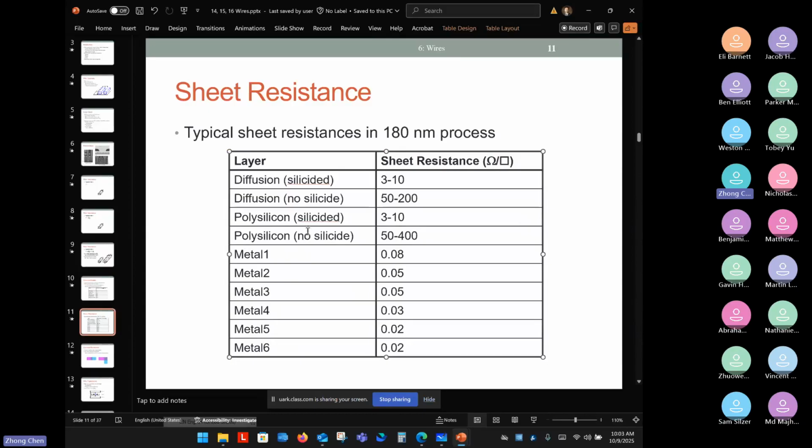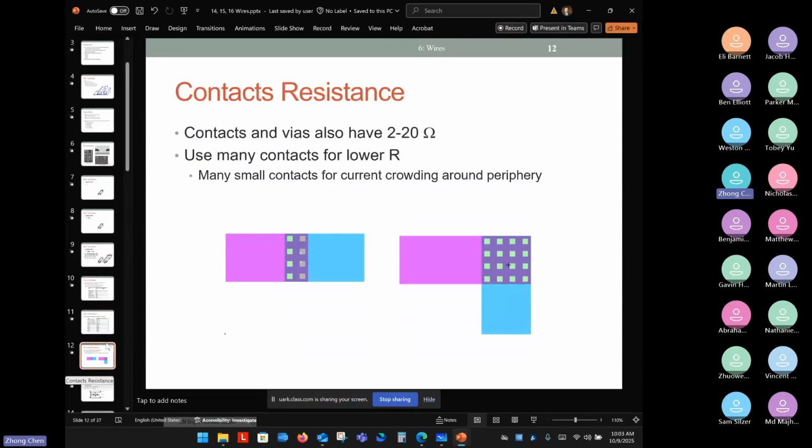For the gate, we are able to use poly, as we discussed before. If you use poly to route the gate, there will be more resistance than the metal, so you're adding additional resistance to the gate, which is also going to impact your delay time. Okay, so the resistance is like that.